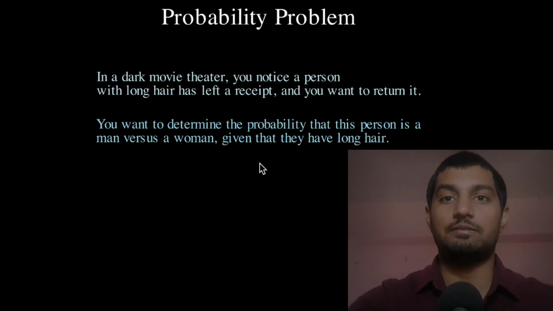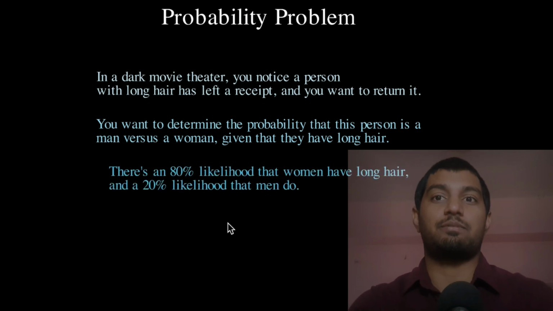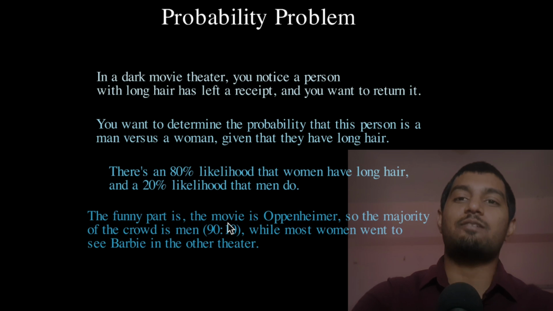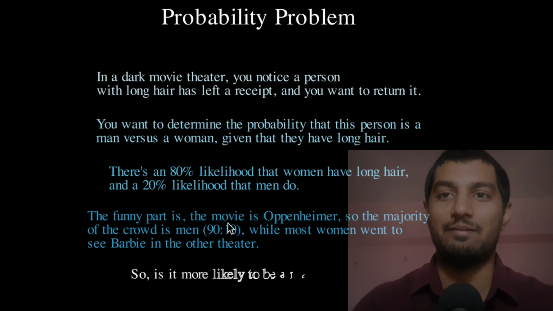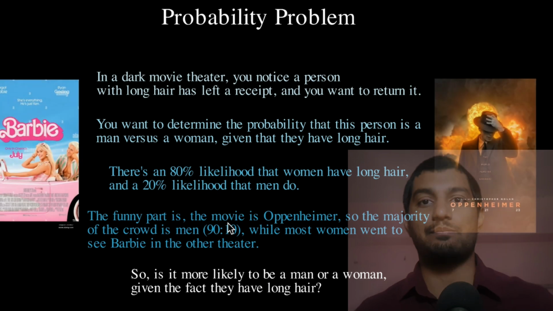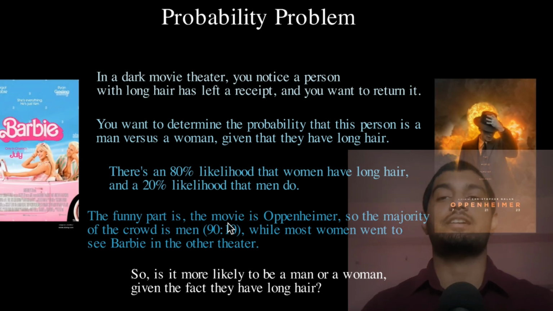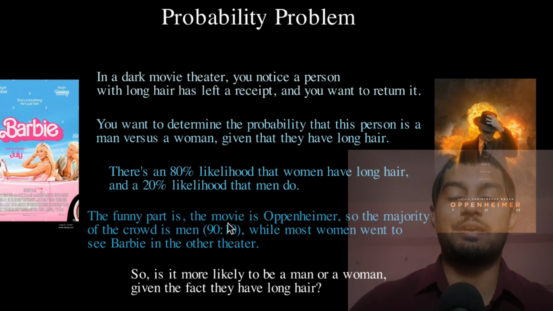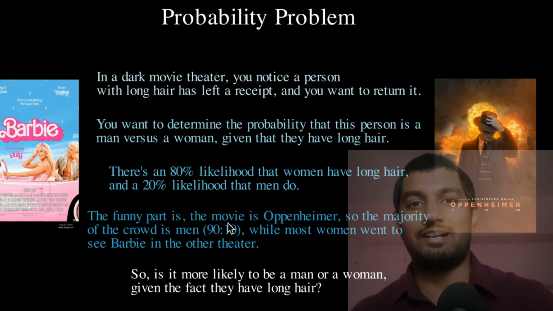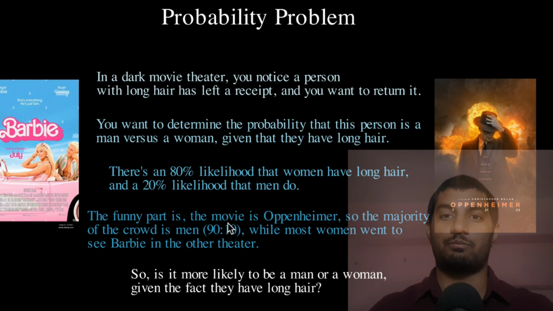So let's continue. The problem says, as I told you, an 80% likelihood that women have long hair, and 20% that men do. The funny part was that the movie was Oppenheimer, and the majority of the people who came were men. It was like a 90/10 ratio. If there are 100 people, 90 of them will be men and 10 women. Most of the women of that town went to see Barbie, so there were not many women in the crowd.